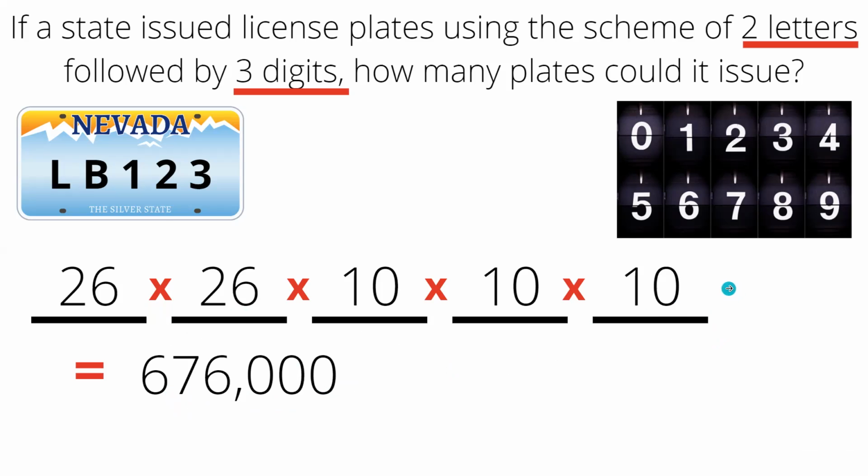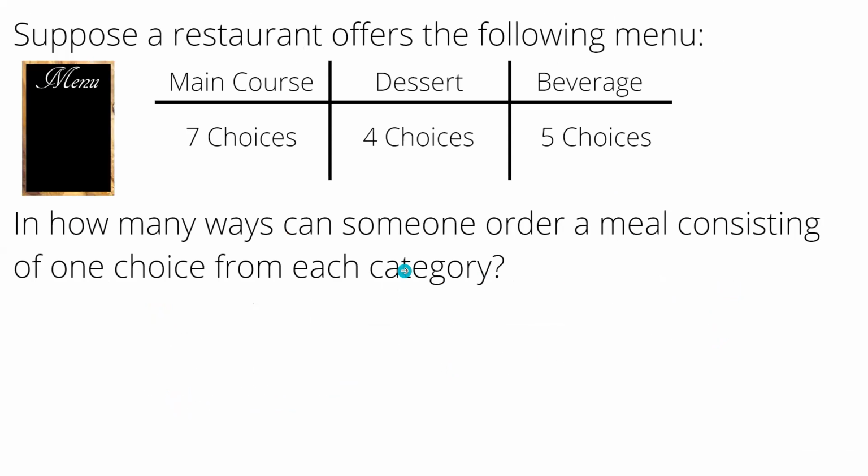Okay, so let's look at another one. Now let's say you have a restaurant, and on the menu, they give you a choice of 7 different main courses, 4 different desserts, and 5 beverages. The question is, how many ways can someone order a meal consisting of 1 choice from each category? So you pick one main course, 1 dessert, 1 beverage, and they want to know how many different ways that can happen.